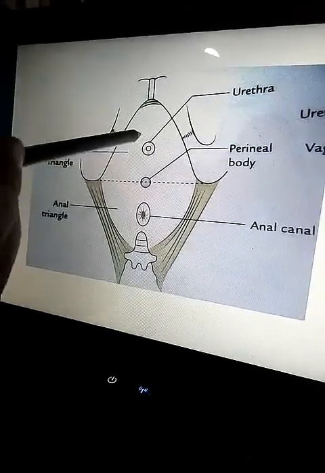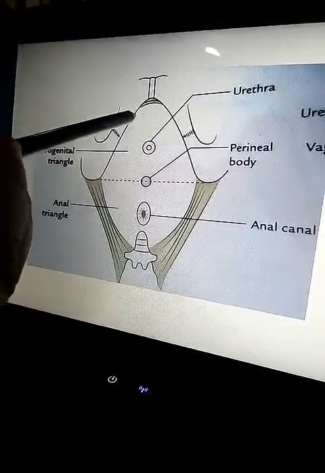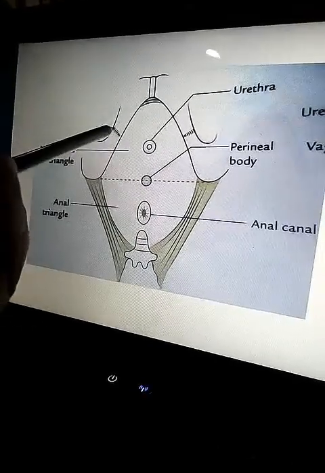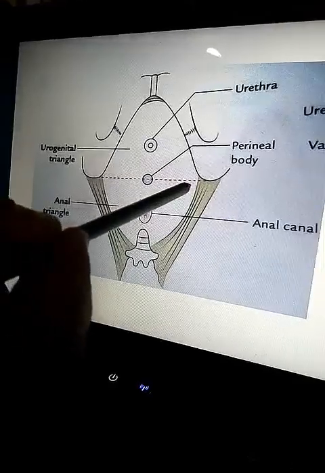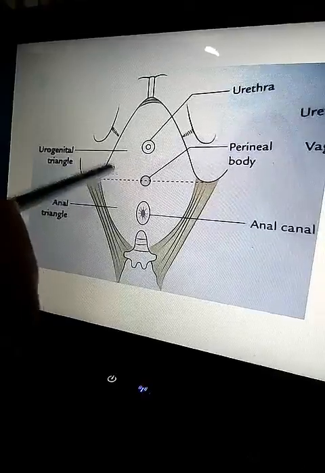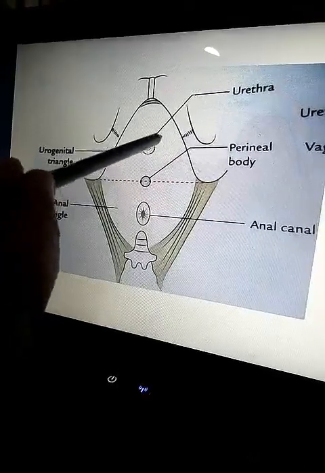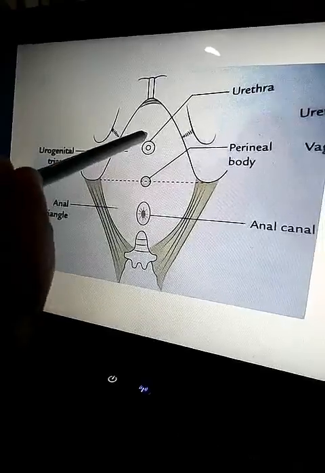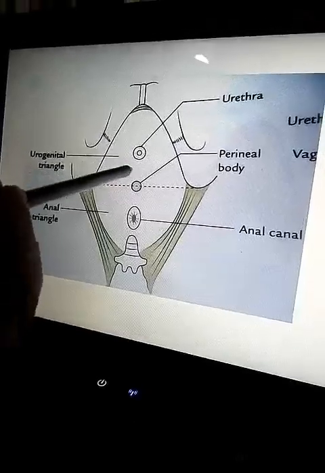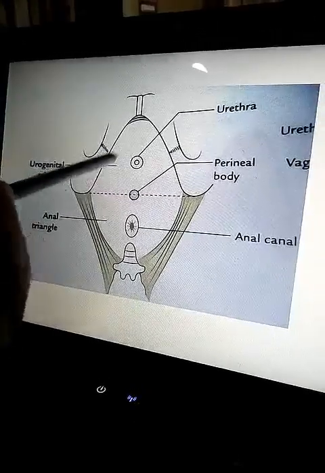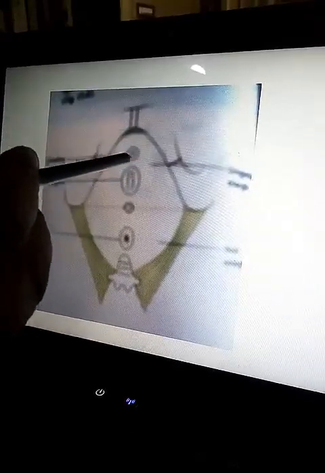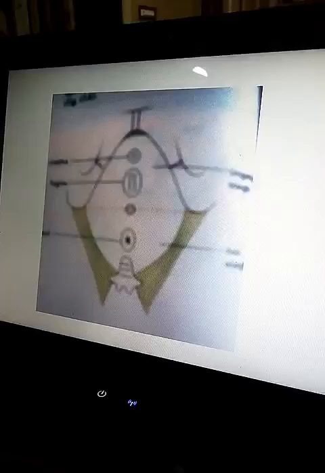Now, the urogenital triangle. The urogenital triangle is a triangular area between the ischiopubic rami in front of a horizontal line joining the anterior ends of the ischial tuberosities. It consists of superficial and deep perineal pouches. On the surface, the urogenital triangle presents the penis and scrotum in the male, and the external genitalia and orifices of the urethra and vagina in the female.